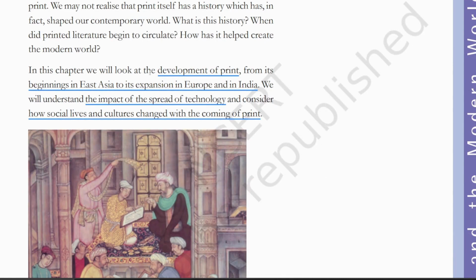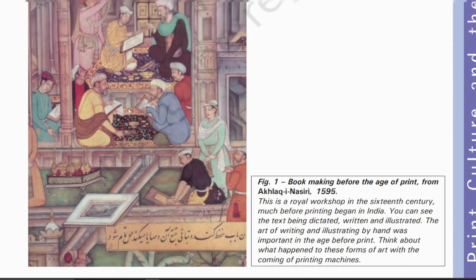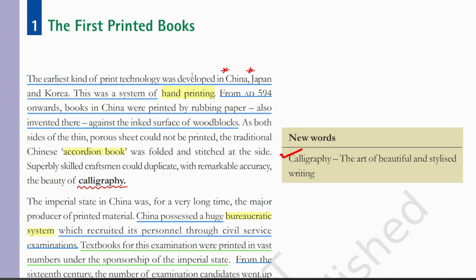So let's start. As you can see, the development of print begins in East Asia. So just an introduction. First page over. This is an important picture. Now, as you can see, the earliest kind of print was developed in China, Japan. Very, very important. Korea is very important. It can be asked as an MCQ, 99%.